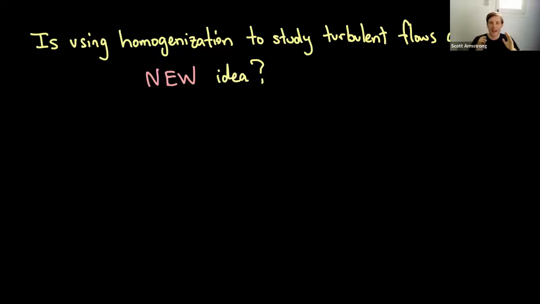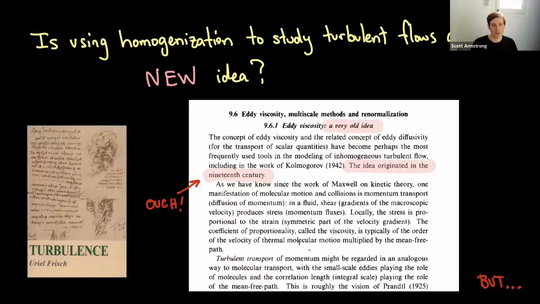Now, this is my attempt at a joke. So is this a new idea, to use homogenization in turbulent flows like this? Some of you may be thinking, didn't I read Papanicolaou papers, Papanicolaou, Fannjiang, Majda in the 1990s? But actually, apparently this goes back to the 1850s.